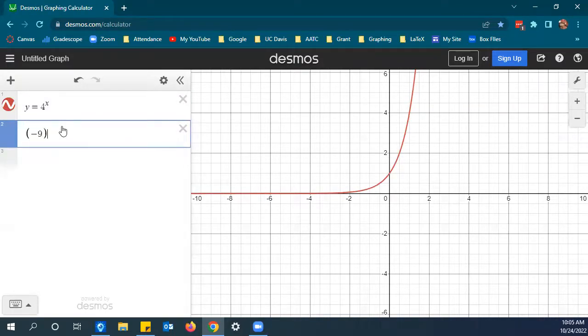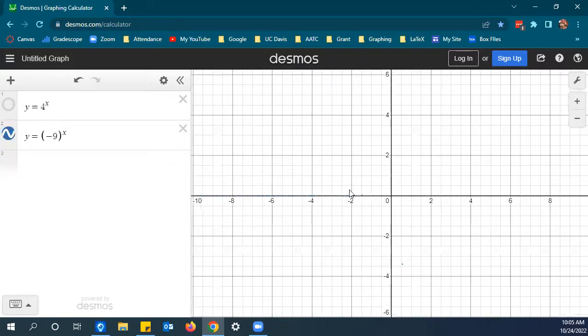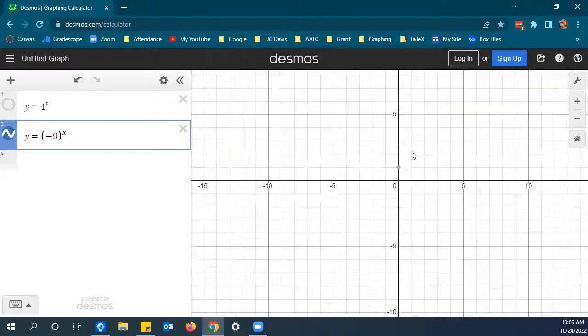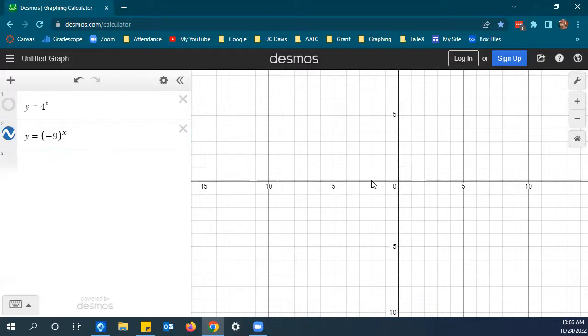-9 to the x. Now you might notice there's a bunch of little points there, and you get some stuff here. But what's going on? Well, this function is really only defined when you have nice integer inputs. If you try -9 to the 1, great, you get -9. -9 squared is 81, and so on. -9 to the negative first is 1 over -9.